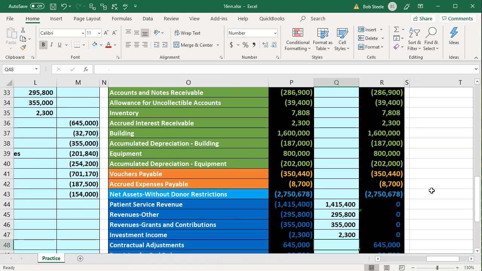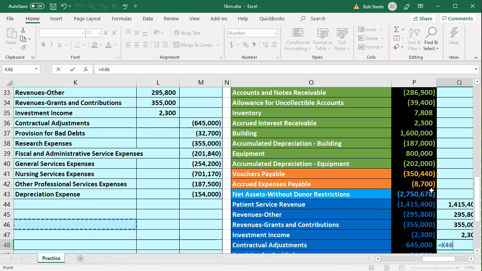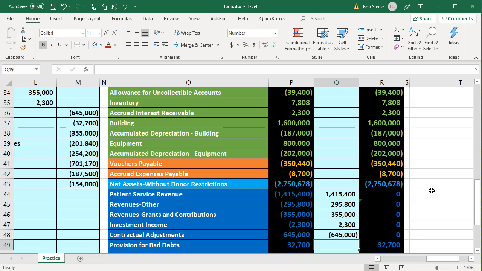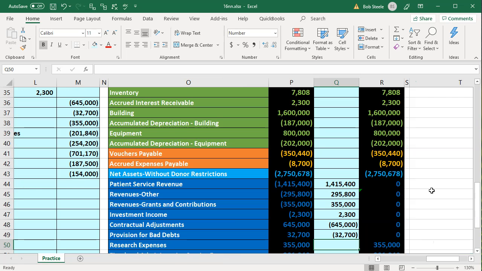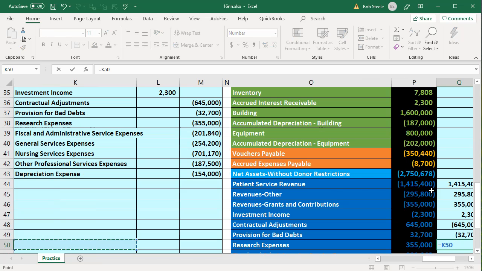And then we have the contractual adjustments equals. This is a debit, so we have a credit over here in our journal entry to make it go down to zero. Then we have the provision for bad debts equals. Scrolling back up to that credit for the 32,007 and enter. And then we have the research expense equals. Scrolling back up to the research expense of the 355 and enter.